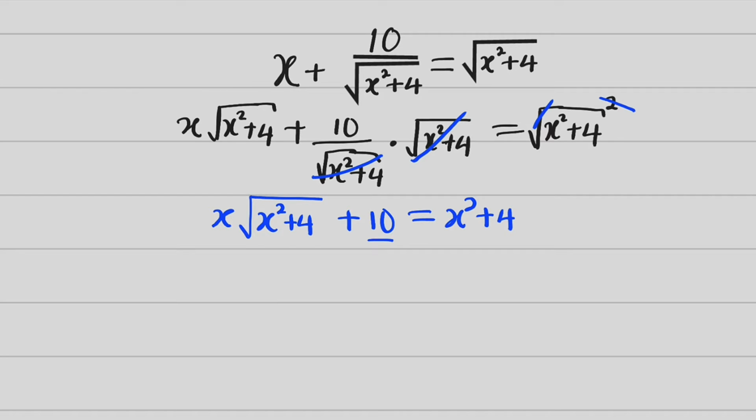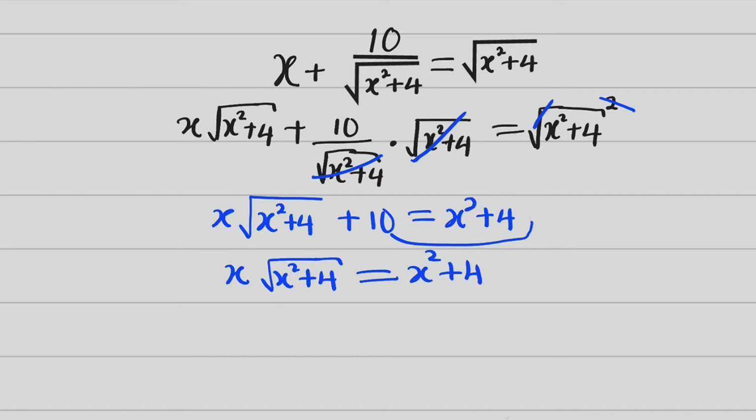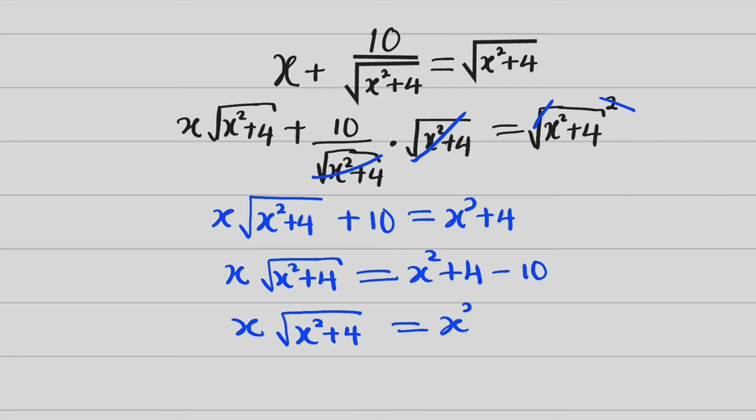Now we want to take this positive 10 to the right and it is going to become negative. To the left we have x root of x squared plus 4, and to the right we have x squared plus 4. Taking 10 to the other side, it becomes negative 10. We have to the left x root of x squared plus 4, and to the right we have x squared minus 6, because 4 minus 10 is equal to negative 6.